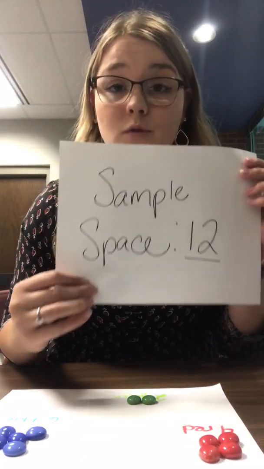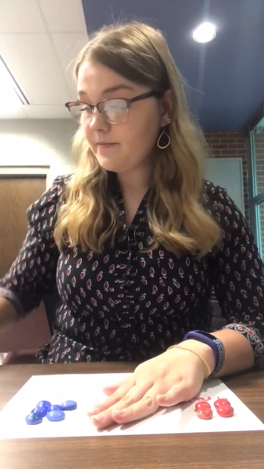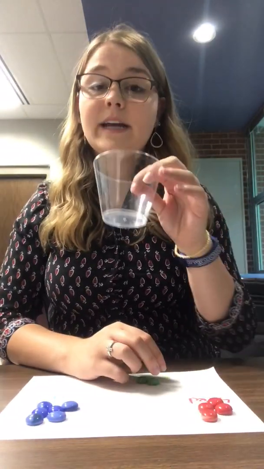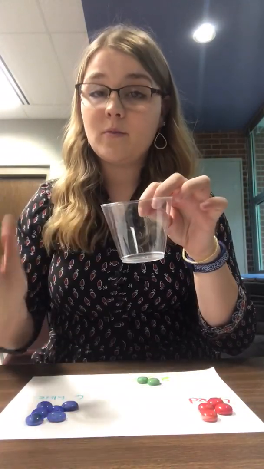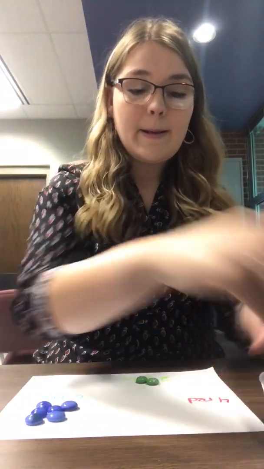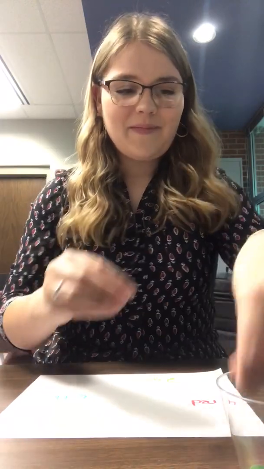Okay, so I'm going to start with my sample space, which is 12, because I have 12 total objects here, all of which are 3 different colors. So I'll tell you how many colors of each. I have 4 reds, 6 blues, and 2 greens. Okay, so I'm going to put all these in this little container and I'm going to draw them out, and then I'm going to give you the probability of each experiment.